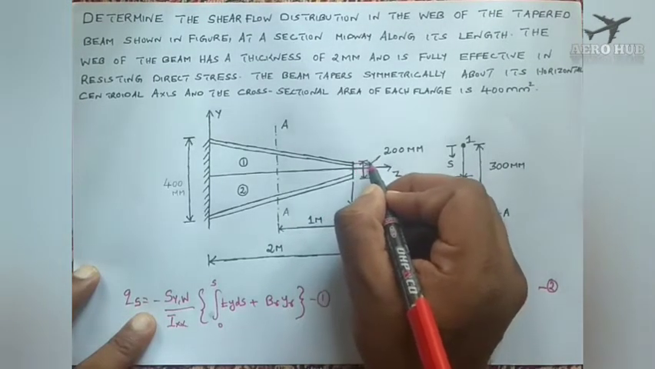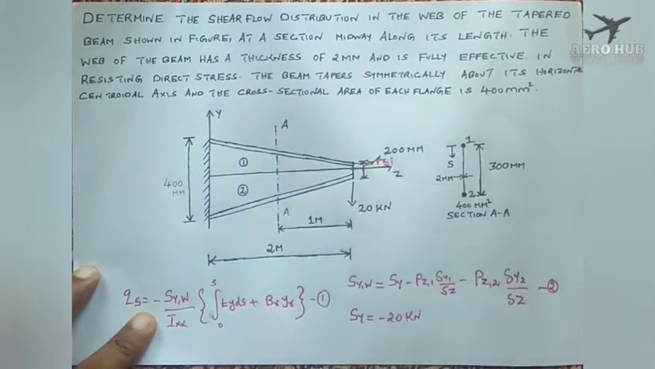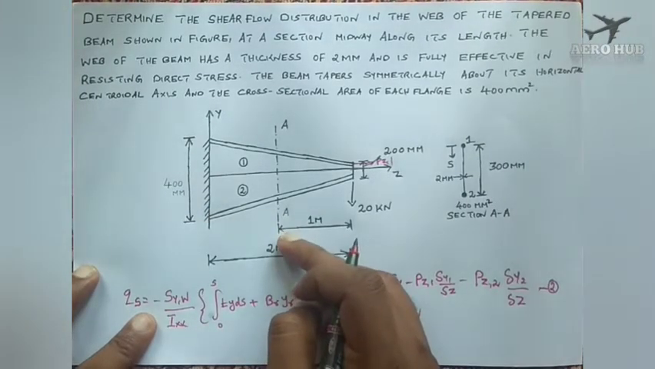To find Pz1 we require the value of sigma. We know that sigma z is equal to Mx divided by Ixx into y. This is the equation to find the value of sigma. To find sigma we need the moment of inertia and y. We have to find the value of shear flow at a distance of 1 meter from the fixed end.